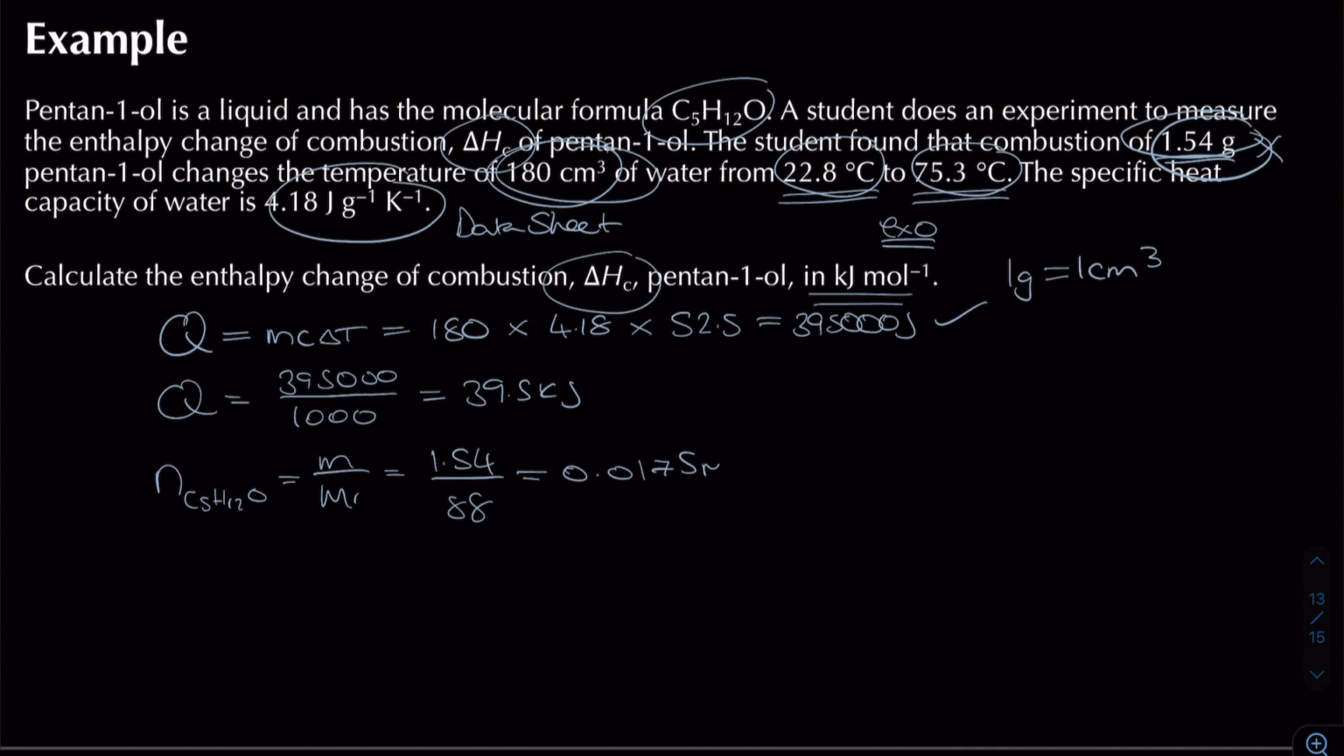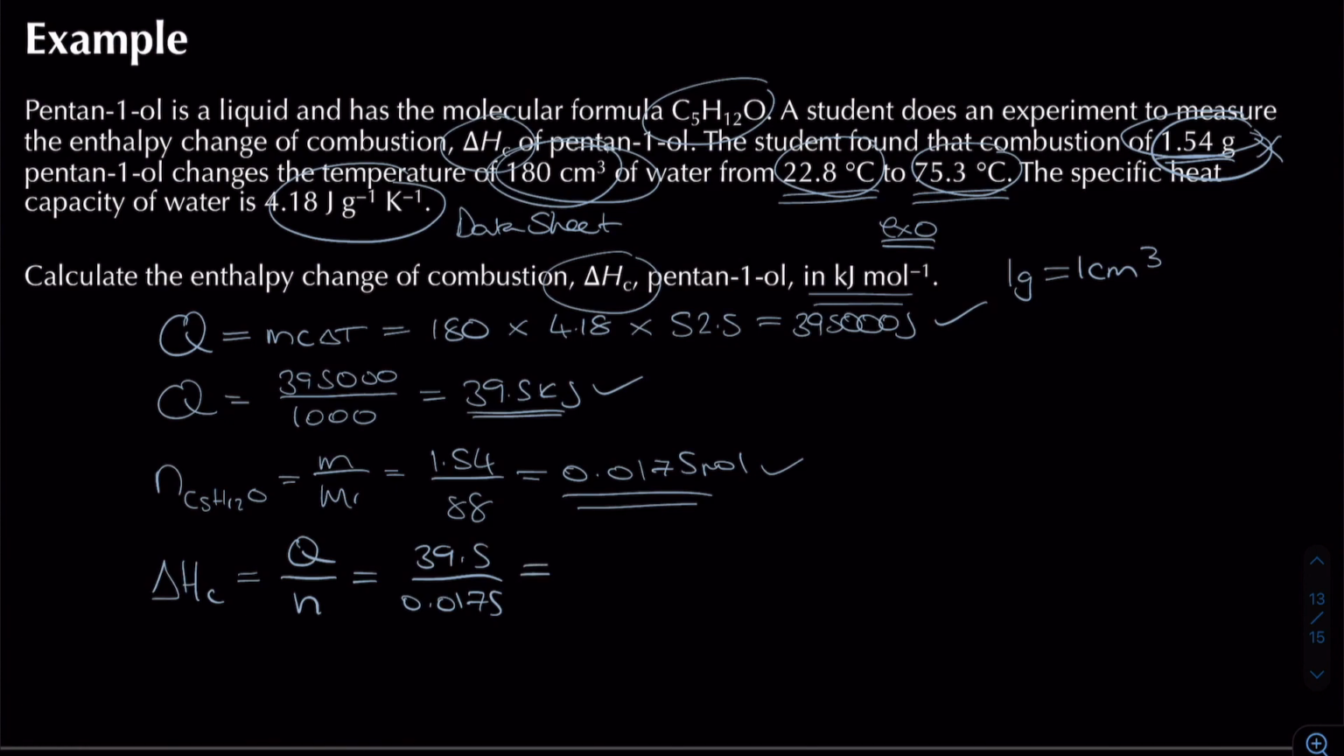0.0175 moles. So I've got a value for the number of moles, and I've got a value for the energy released, and so to calculate the enthalpy change of combustion, I'm going to take my value of Q and divide by the number of moles. So I'm going to take 39.5 and divide that by 0.0175, and that's going to give me a value of 2,260 kilojoules per mole.